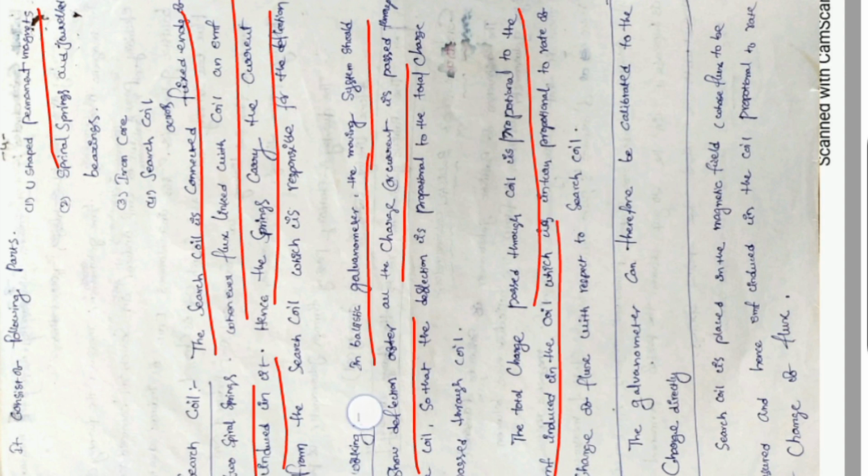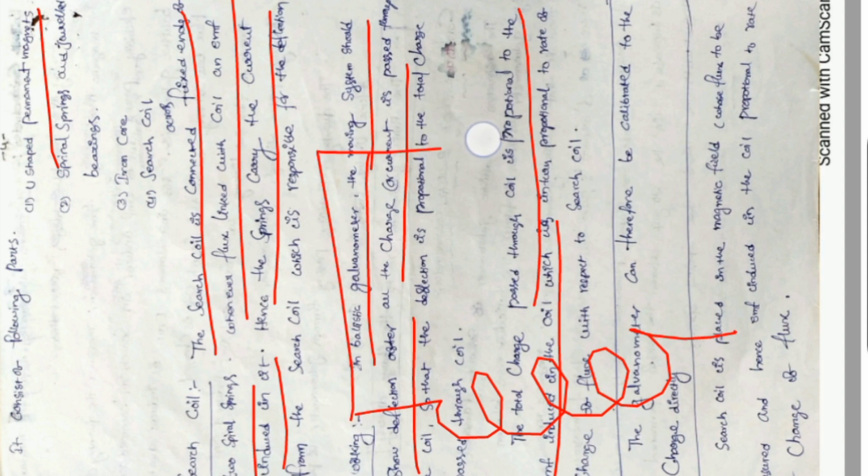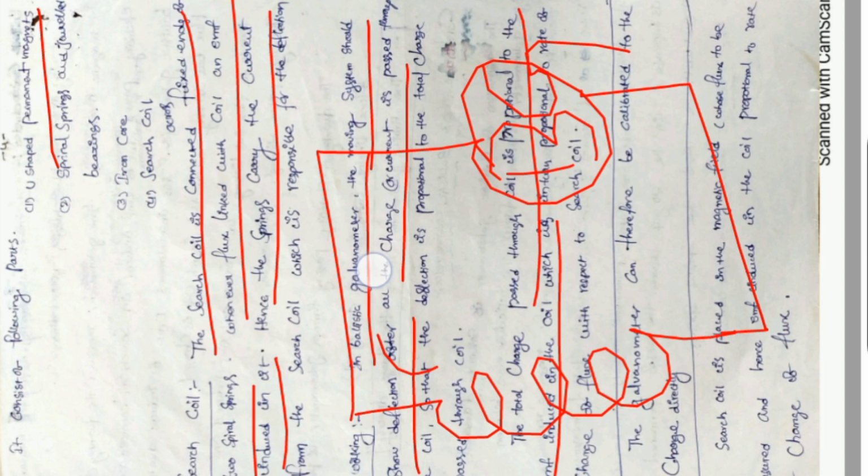Similar to the D'Arsonval galvanometer, constructionally and in working it is also the same, but the search coil is the difference. The search coil is connected to the ballistic galvanometer. The purpose of the search coil is to give an EMF that flows as current. But in the case of bridges, when the galvanometer shows the zero condition, we take the readings. But here the galvanometer shows some reading that we are considering. That is the difference.